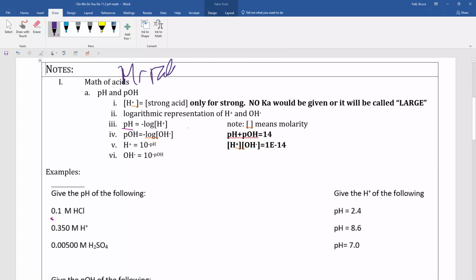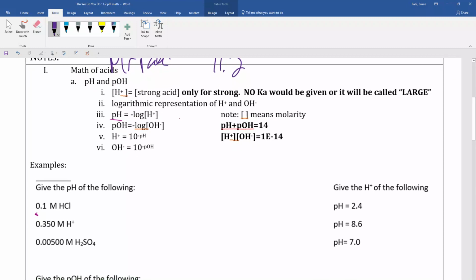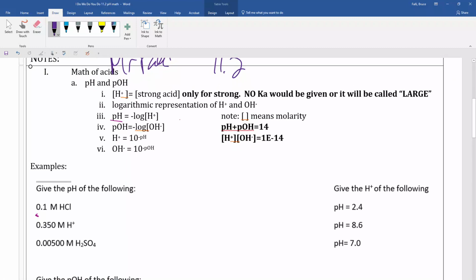And welcome to 11.2 pH math. This is where we are just looking at a little calculator work. We're going to give you the equations. You're going to have to do a calculator dance, and that's about it.